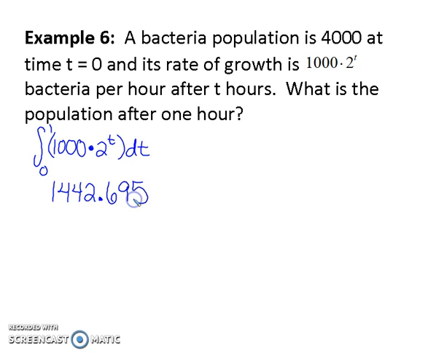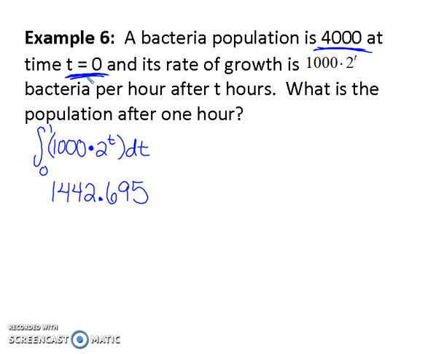1,442.695 bacteria. Now, what does that number represent? That's how many bacteria the population has grown by in the course of 1 hour. Does that tell me what the population is, though? No, because I have to take into consideration what the population is at the beginning of my interval.